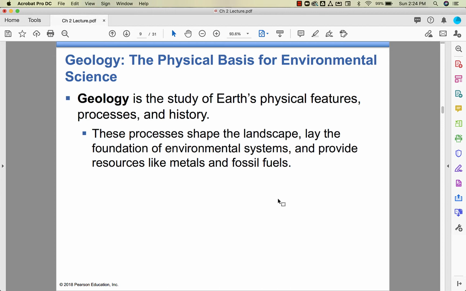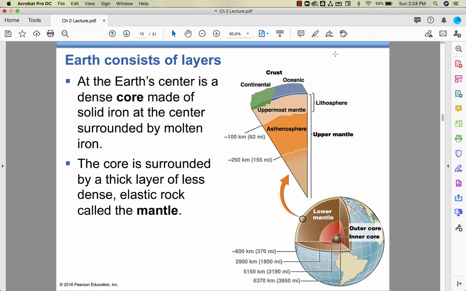It's the rocks and how they formed. The processes that we talk about in geology shape the landscape. Okay, they are the base component for all of the environmental systems and ecosystems that we have on the planet, and they are the reason why metals and fossil fuels exist where they do. So when we get to the next chapter, which is on mining, geology is the reason why mining can take place.